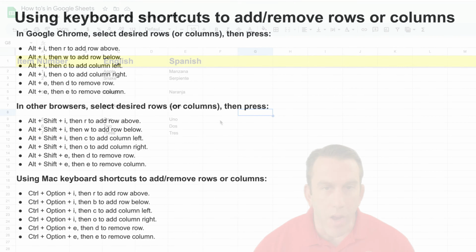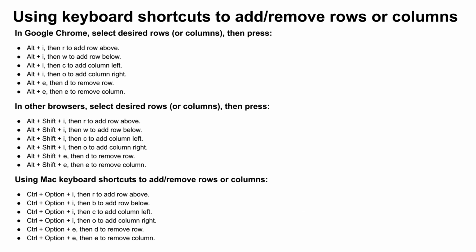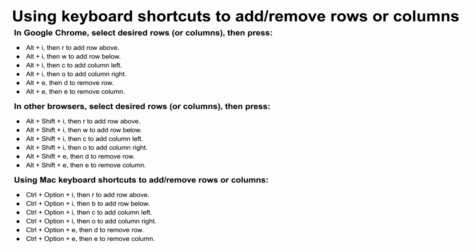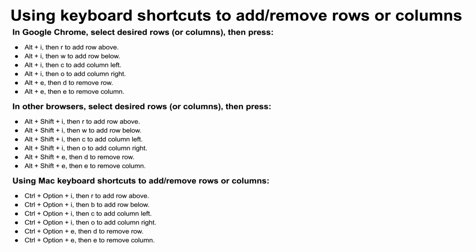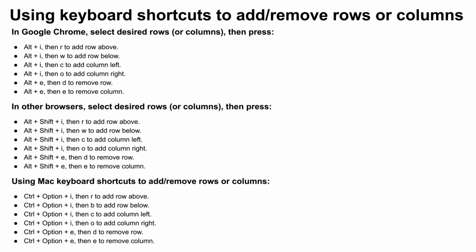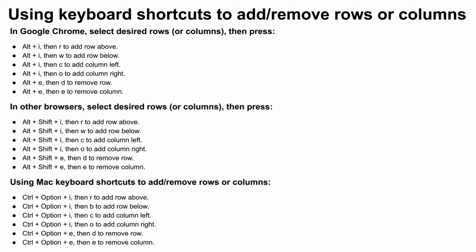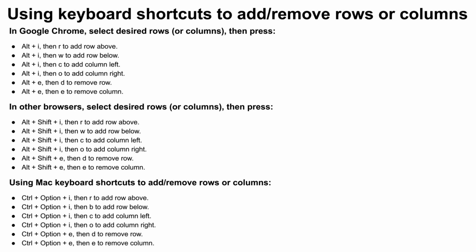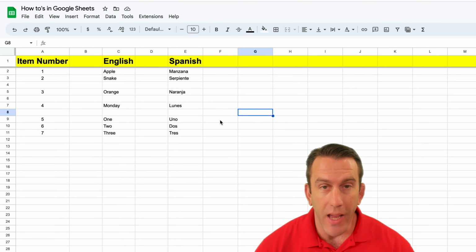Now, there are a lot of quicker ways to do that that have more productivity to them, and those are by using shortcuts. And we won't take the time to go through all the shortcuts, but you'll see at the end of the video all the shortcuts that are available for both PC and Mac. So if you want to try those out on your own, go ahead and do that. And that's it. That's how you add rows and columns inside of Google Sheets.